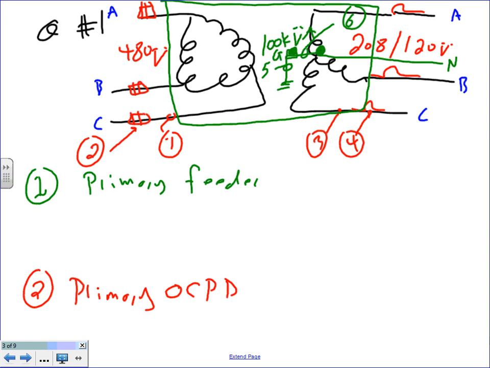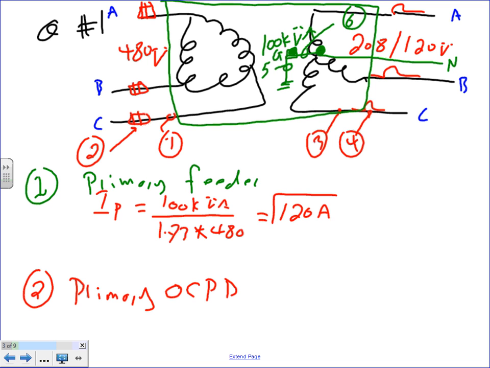How do you find the primary feeder? We need the I primary. I primary equals the 100 kVA divided by the voltage on the primary, 480 times 1.73. We all know 480. So find the full load current of a transformer on the primary side, no problem. And that will give me, if I did the math, 120 amp.